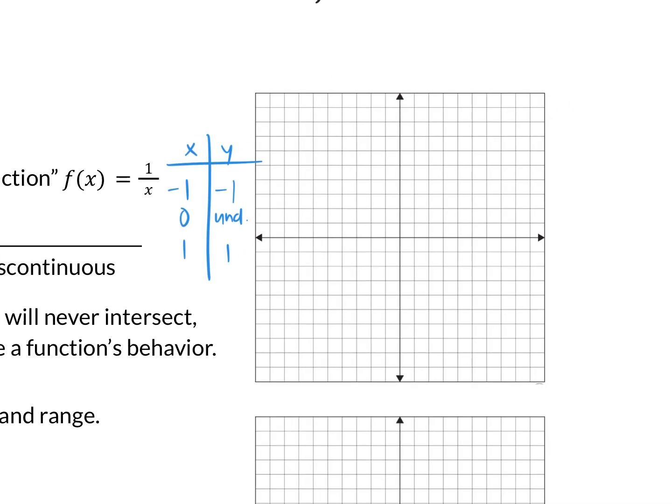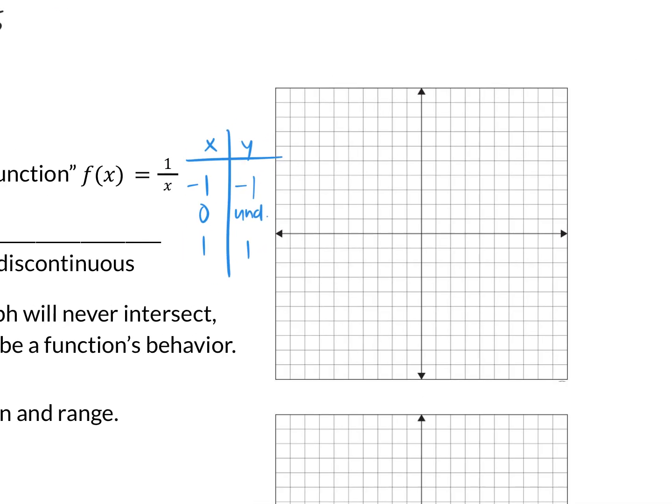Now, here is where Notability is way better than Explain Everything, because I'm going to try and draw a dashed line, and it's not going to look very nice. So that's okay, though, because I'm going down the y-axis, because I've got one asymptote on the y-axis, and I've got one asymptote on the x-axis. And then I'm just going to plot those 2 points. I've got the point -1, -1. And I've got the point 1, 1.